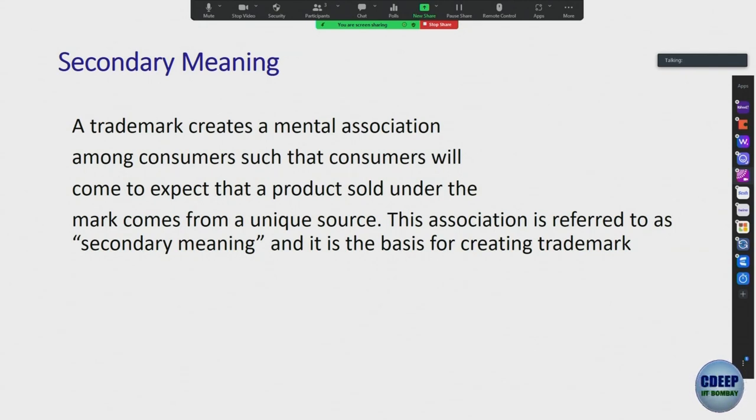What happens? A trademark creates a mental association amongst us as consumers, and then we tend to believe that those products which come from them have certain unique features, they come from a unique source, and there we associate. We sometimes associate quality or many other features. This association refers to a secondary meaning and is the basis for creating a trademark. I will give you an interesting example of a secondary meaning.